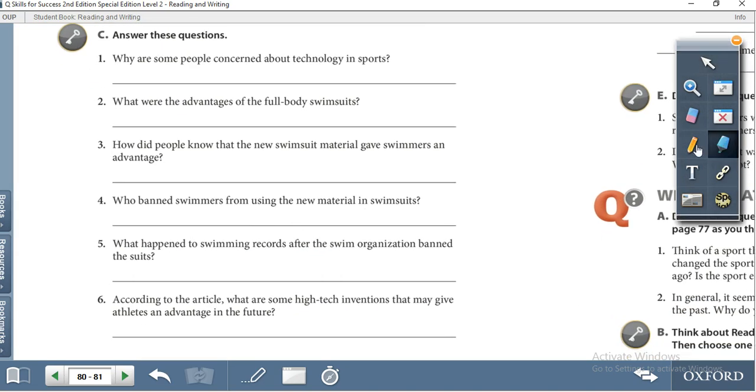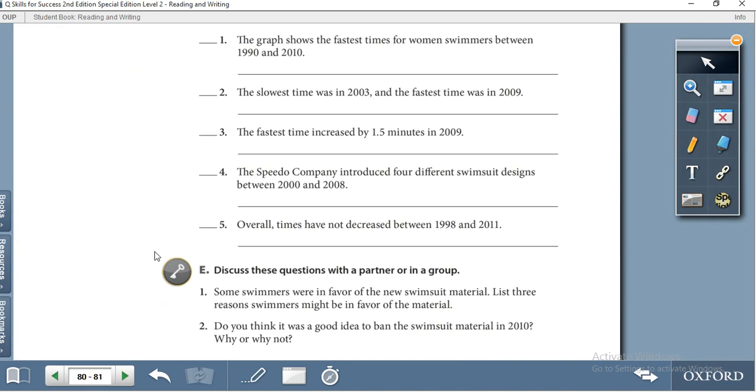Next, let's move to exercise C. Answer these questions. So we have some questions. Why are some people concerned about technology in sport? Yes, people are concerned, so you have to answer this question. What are the advantages of a full body swimsuit? Yes, advantages. And you have to read the article again and answer this question shortly.